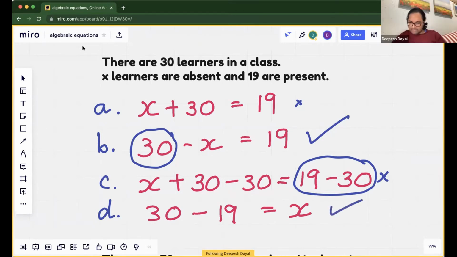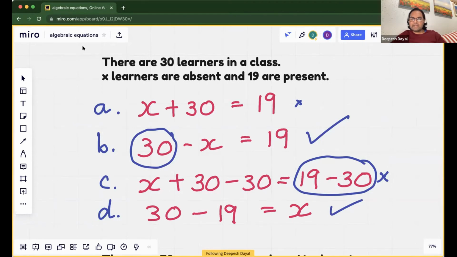Okay, so it's B and D. And the answer is indeed 11, because 11 plus 19 gives you 30. So well done. I do see even in the ones that are not right, there was a good thought process behind them. And I do see where you came from in terms of the thought behind those answers. Okay. Is this okay?